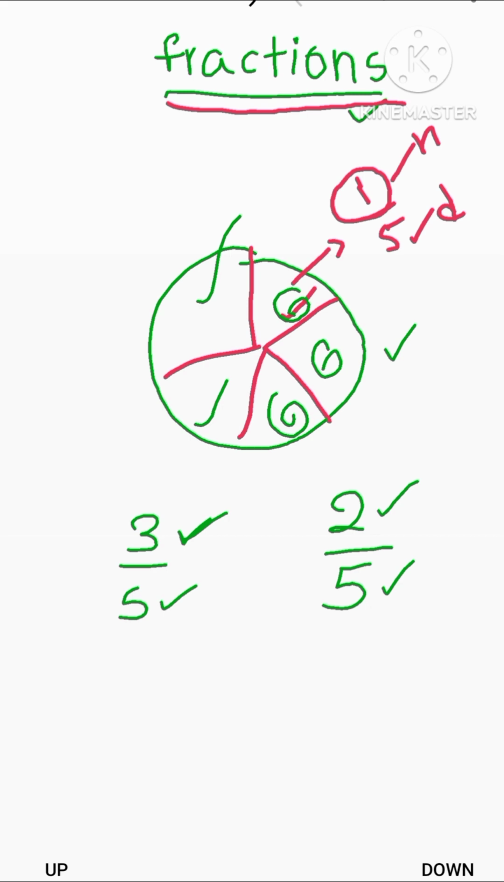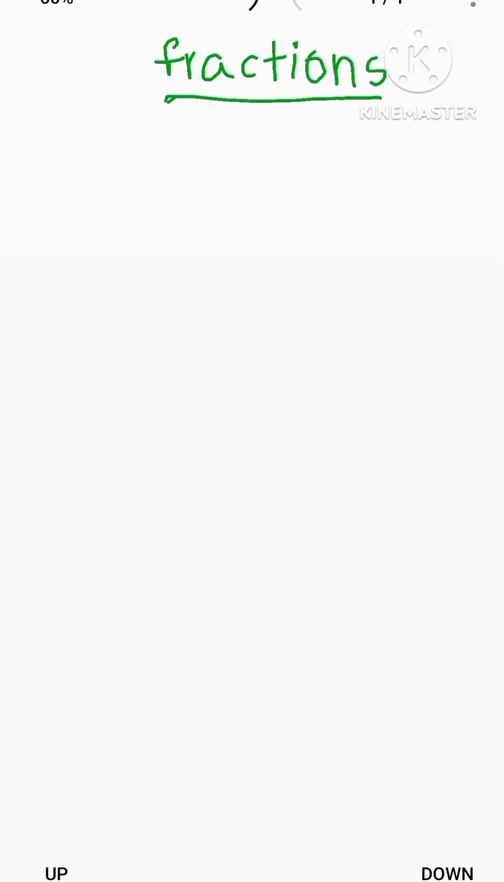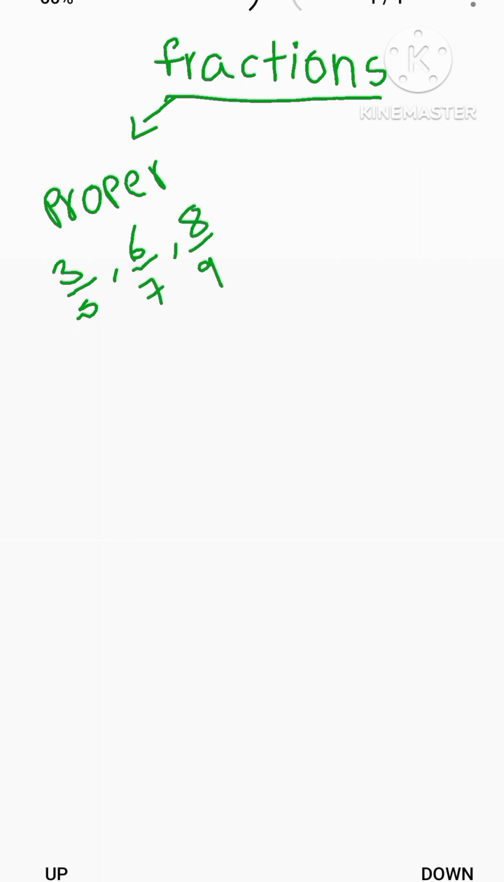Okay. Next, let us learn the types of fractions. First one is proper fraction. What is a proper fraction? A fraction whose numerator is less than the denominator is called a proper fraction. For example, 3 by 5, 6 by 7, 8 by 9. Here the numerators 3, 6, 8 are less than the denominators 5, 7, 9.